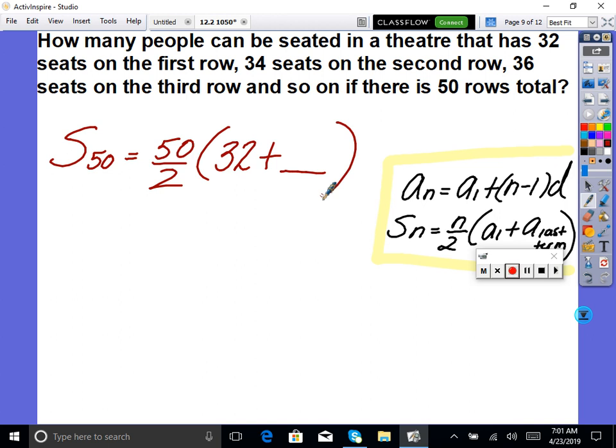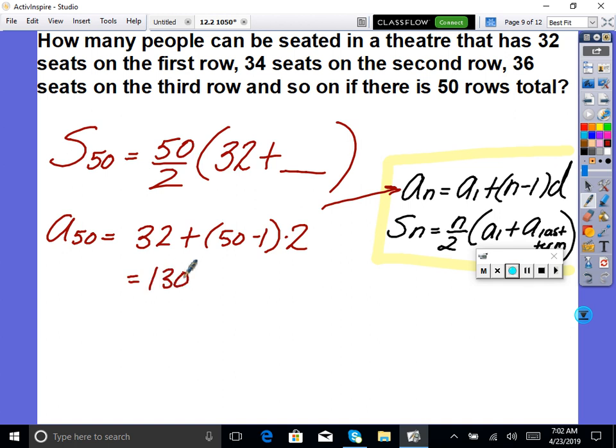We don't know, so what we do is go back to this formula, isn't it? So we'd say we need to find out what a sub 50 is, which is a sub 1, 32, plus 50 minus 1 times our common difference. Aren't we adding 2 each time? So then you calculate that. So that's 130. So then now we're good. We would just plug it into our calculator. Okay.